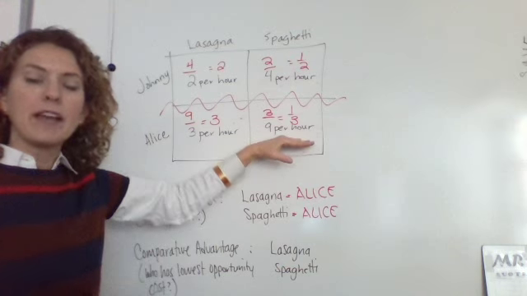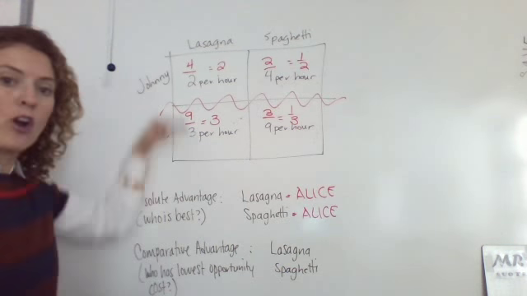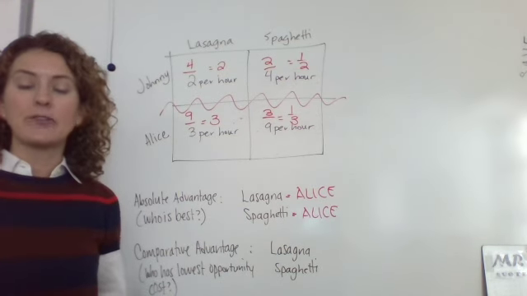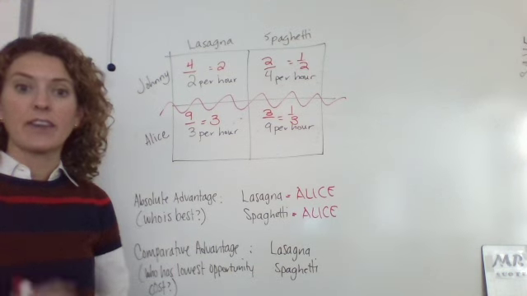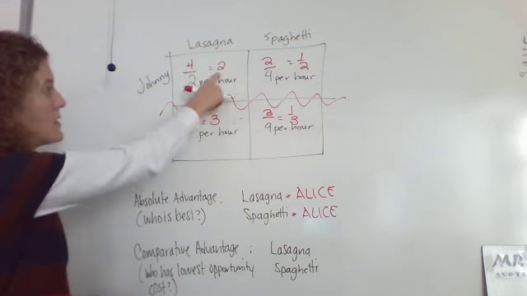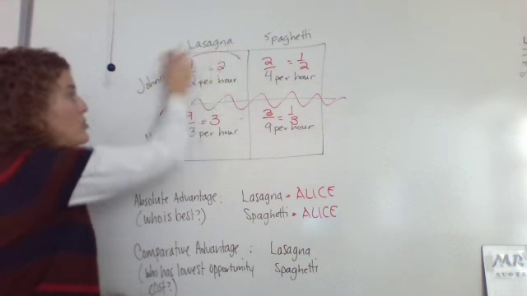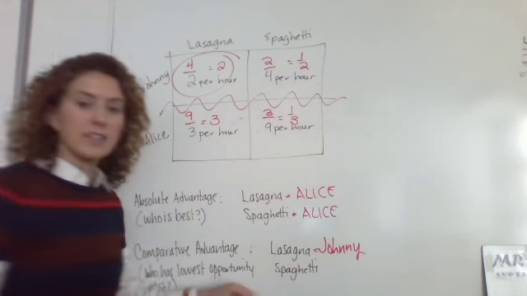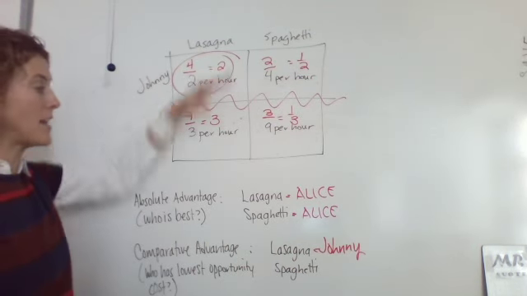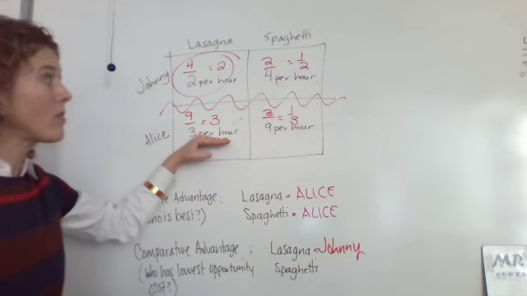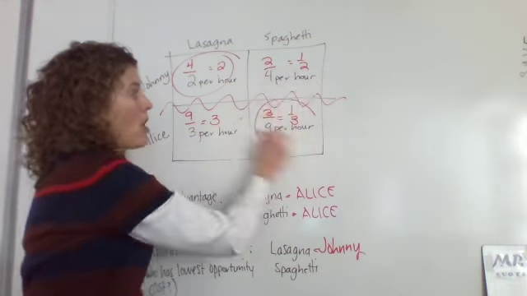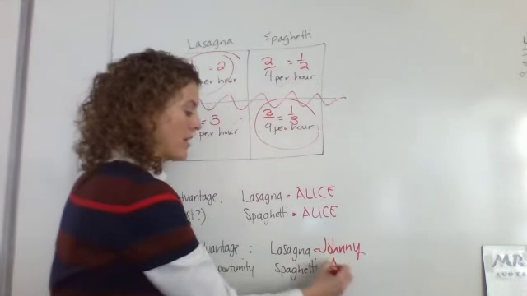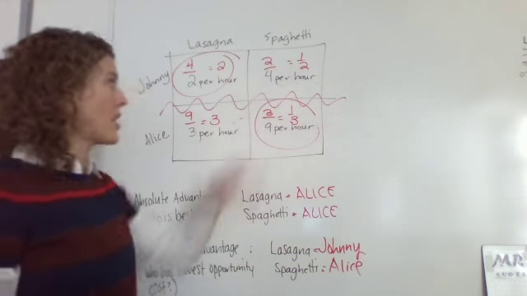Now, for comparative advantage, we also want to compare over the border, or over the line, between the producers. The one who has the lowest opportunity cost is the one who should specialize. They have the comparative advantage. So in this case, we see that 2 is smaller than 3. So Johnny has the comparative advantage in the making of lasagna because he only gives up 2 spaghettis, whereas Alice gives up 3. For spaghetti, 1/3 is smaller than 1/2, so Alice has a comparative advantage for making spaghetti because she only gives up 1/3 of a lasagna, whereas Johnny gives up 1/2.